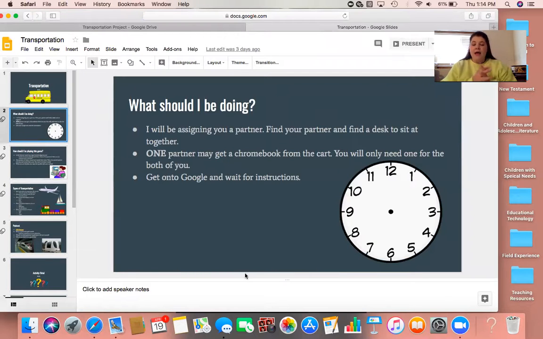And then I assigned each kid a partner. I just pulled popsicle sticks with their names on them, and that's how I chose to assign their partners. So I assigned them a partner, and one partner from the group went and got a Chromebook. They actually already had Chromebooks from a different activity they had done before this, so we just said, one partner, keep your Chromebook. They only need one for both of them, and then I just told them to get on Google and wait for instructions. So I just had them log on to the Google homepage and wait for directions. I had them all look at me when they were done. That way I knew who was still working on it and who was not.